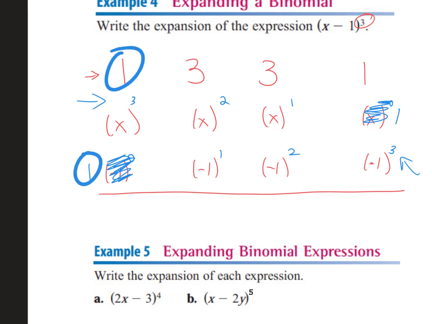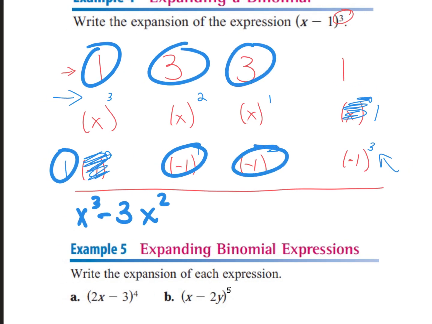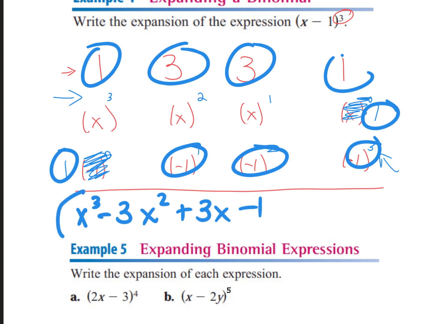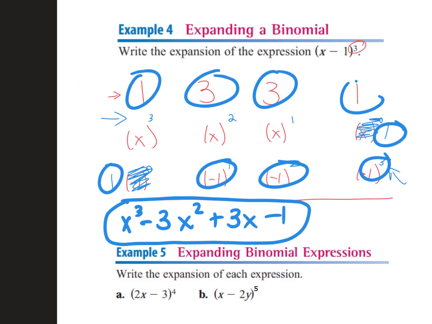So 1 times 1 is 1, x cubed. Now I have negative 1 times 3 gives me negative 3, and then I have my x squared. Negative 1 squared is 1 times 3 is positive 3, and then your x. And then negative 1 cubed is negative 1 times 1 is minus 1. So if you notice, the terms of this are exactly the same as the first one. The only thing that's different is the signs alternate. And the reason that the signs alternate, positive, negative, is because there's a minus sign in the middle. If there's a plus sign in the middle, it's just plus the whole time. If there's a minus sign, it's going to alternate.